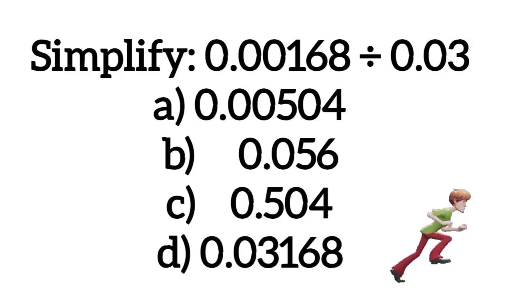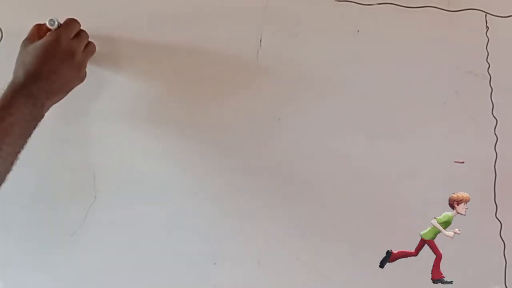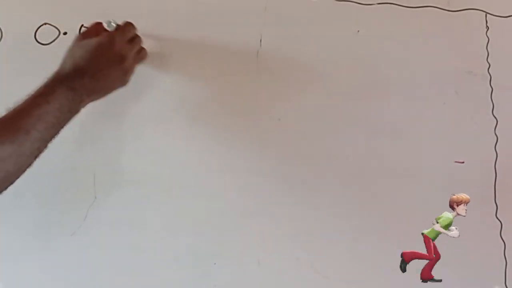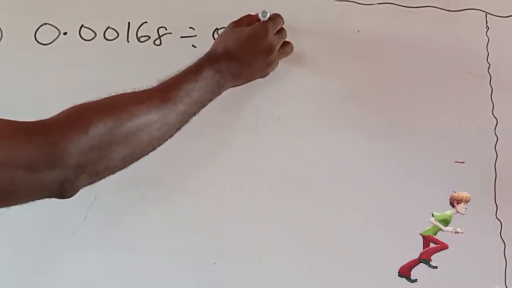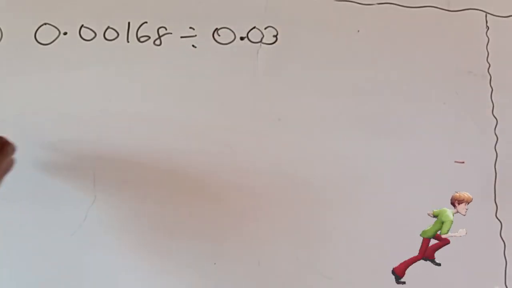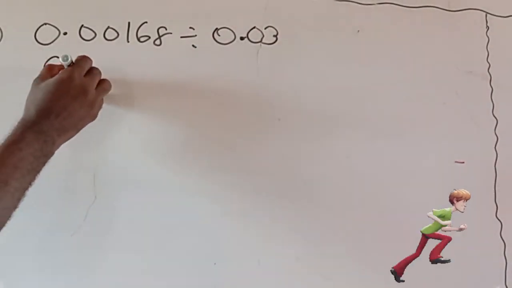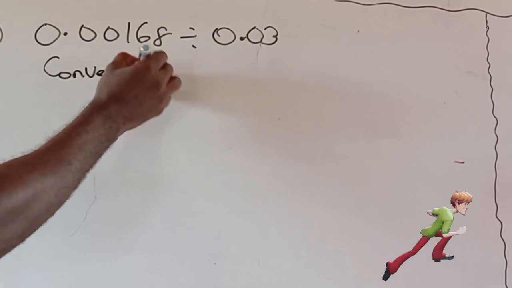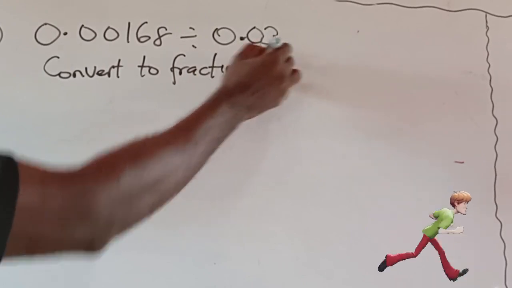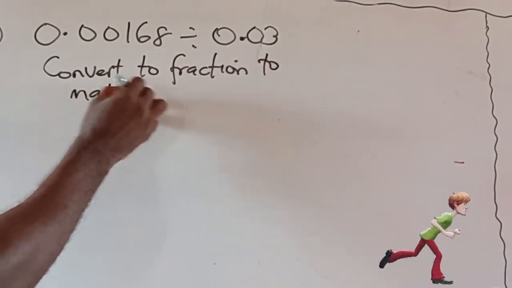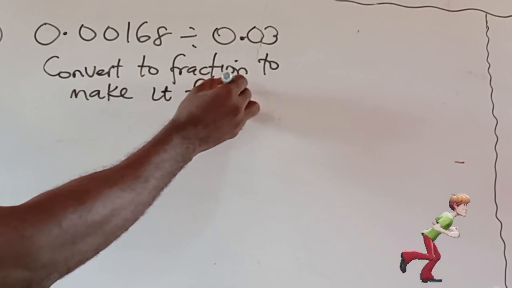Simplify 0.00168 divided by 0.03. Let's see how we can solve this. Now, when you have 0.00168 divided by 0.03, now change it to fraction. Please convert this to fraction for it to be easy for you, scholars. When you see something like this, convert it to fraction.